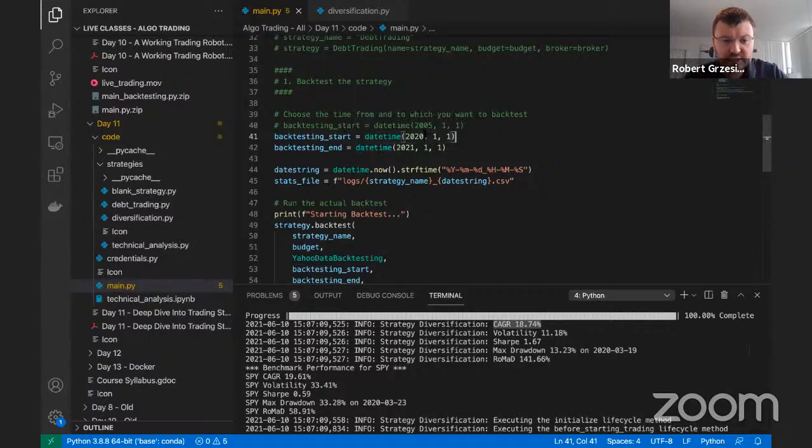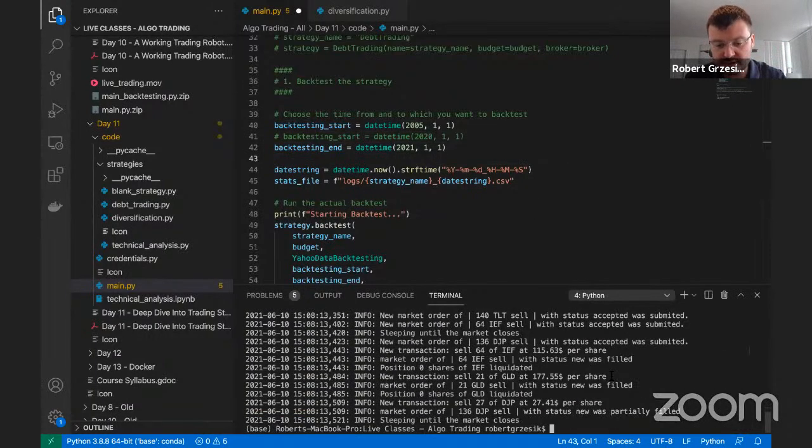January 1st. Actually, you know what? Let's run this over a longer time period so you guys get a better sense. Over the last year, it actually still did quite well. We can modify this, by the way. So what I'm doing here, and I'm going to stop this and run it, because it takes a little bit of time.